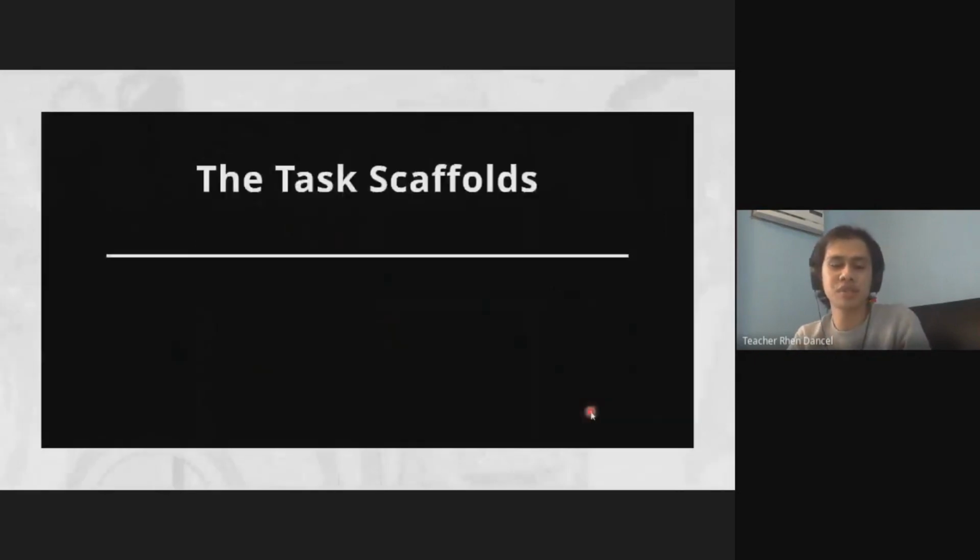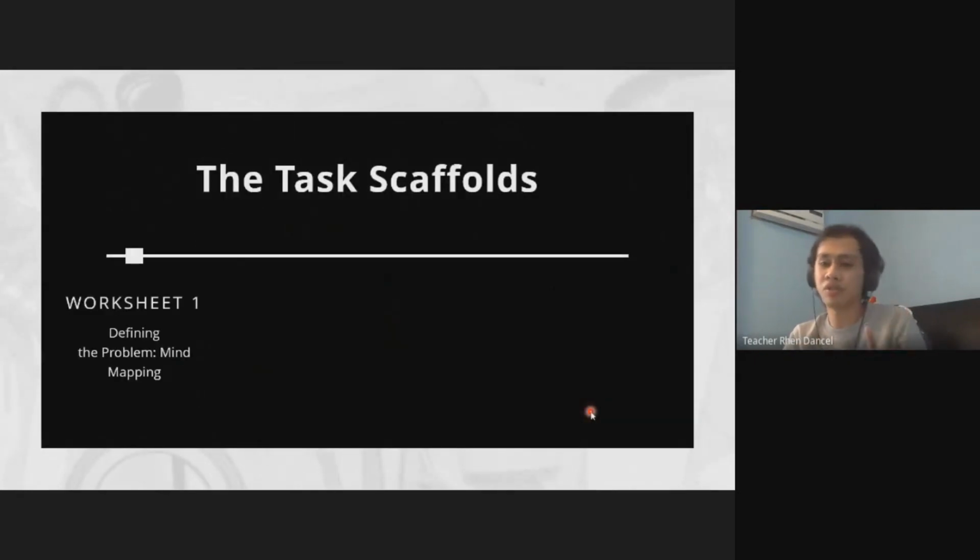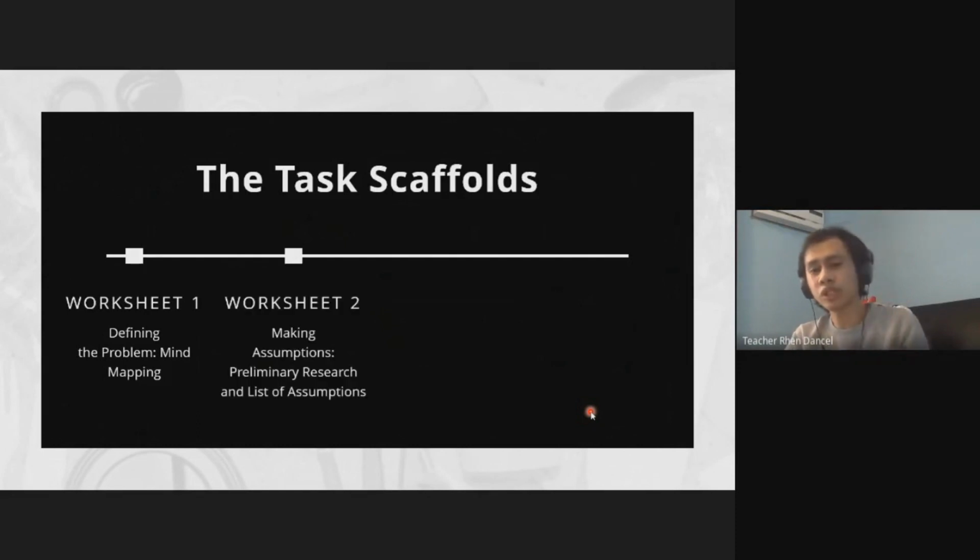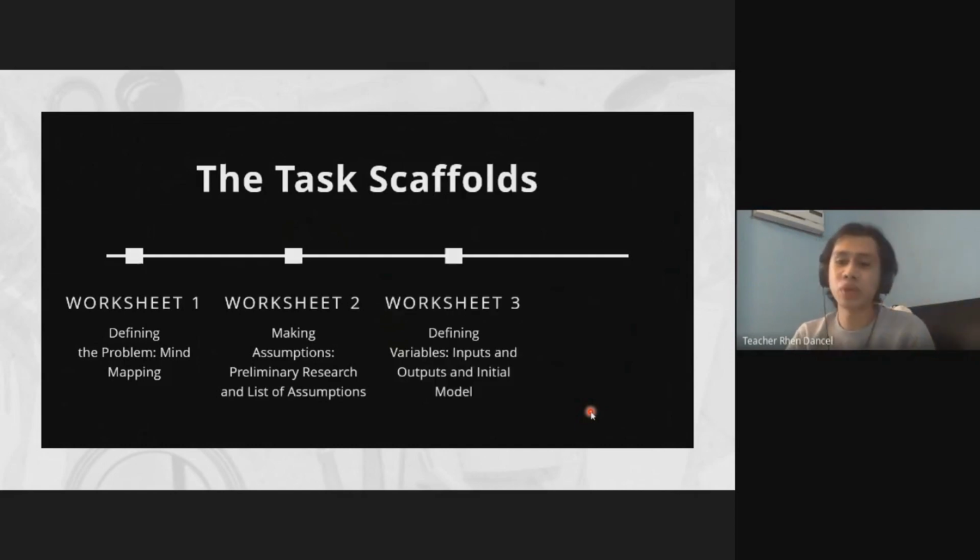Now, these are the scaffolds. Worksheet number one is about defining the problem. What will be asked from you is a mind map. Worksheet number two is making assumptions. What will be asked of you is a preliminary research and list of assumptions that you have for the problem presented earlier. Worksheet number three is defining variables. You need to know which are your input factors and which are your output factors. And because you're already defining your variables, then you can already have your initial model.